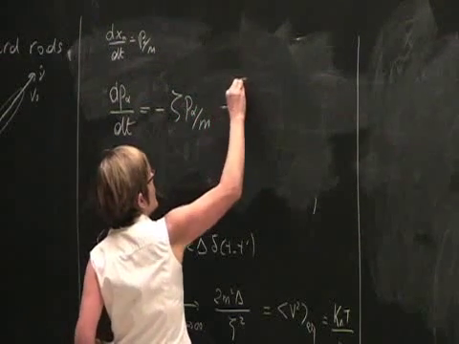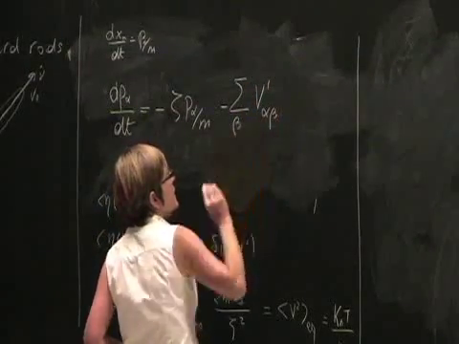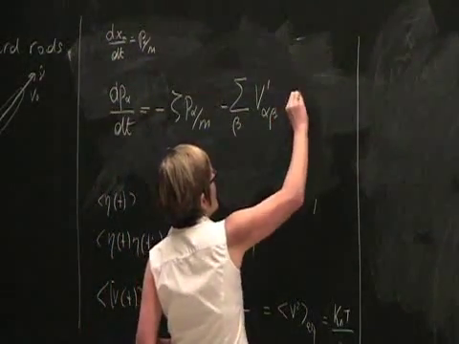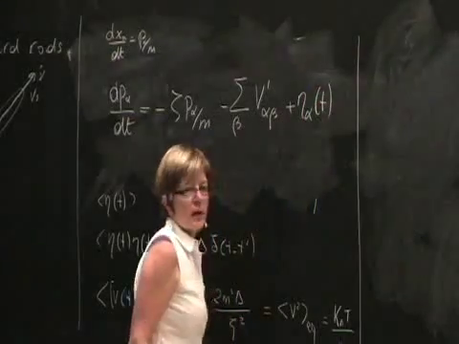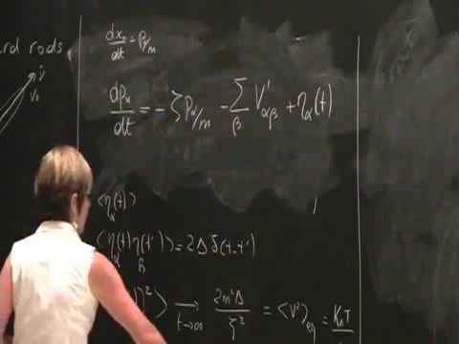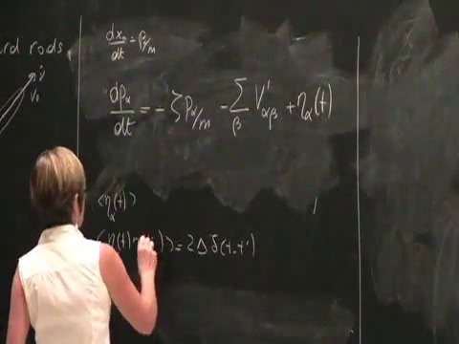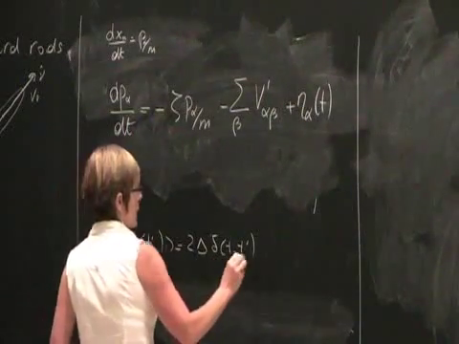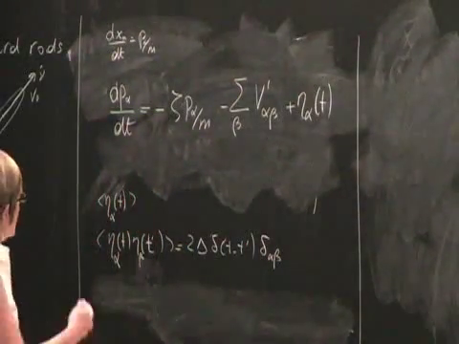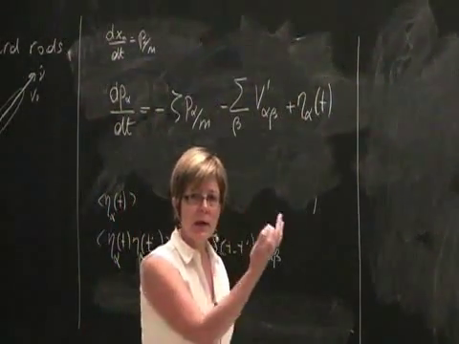Friction again. We have interaction. This means a derivative of some potential that depends on x alpha minus x beta. And we have noise. And now the noise generally depends on alpha. It's still Gaussian. So now I have these labels, alpha and beta, and different particles have uncorrelated noise.